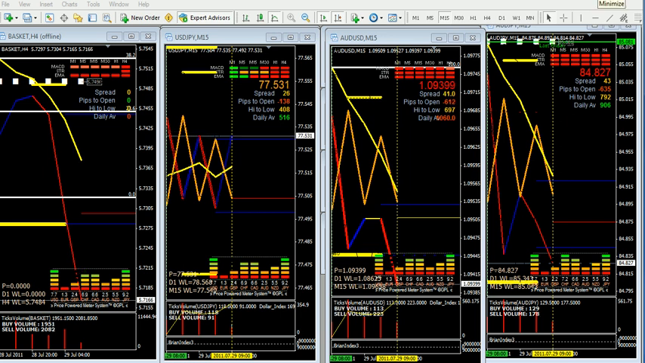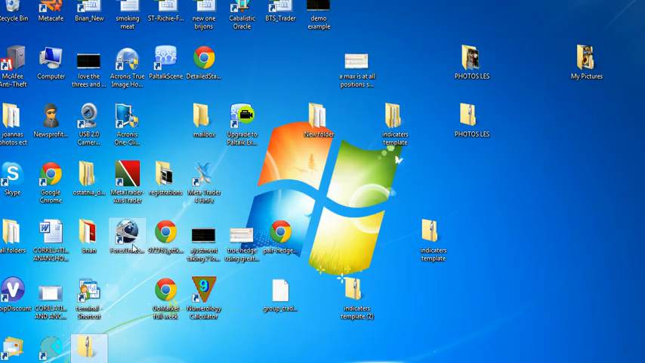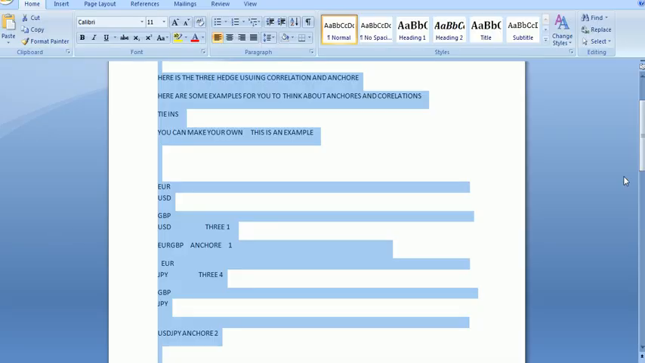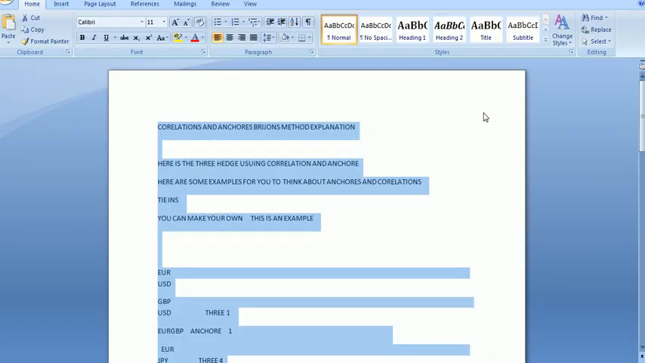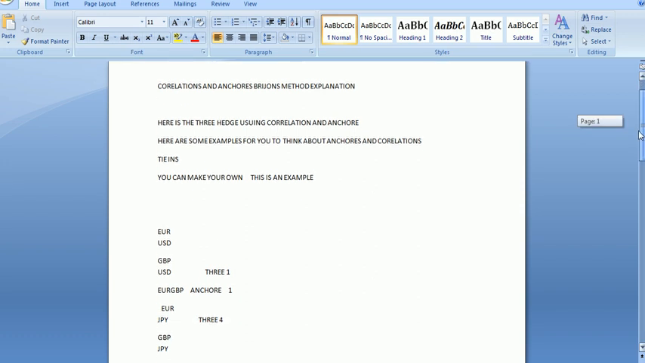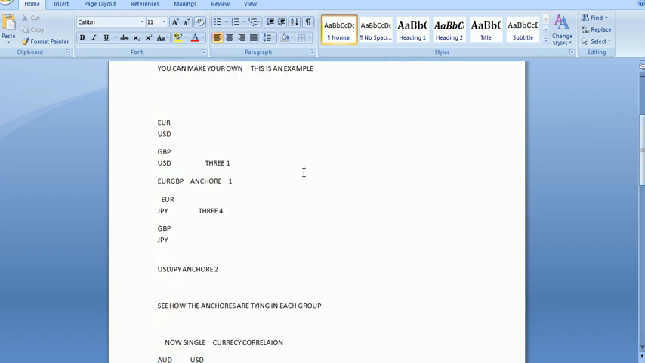Today I'd like to talk about, after the first lesson, correlation, hedging, and multi-currency trading. First of all, I would like to introduce you to my theory of hedges and natural trading. As a brief explanation, the euro US dollar and the Great British Pound US dollar are 3-1. The anchor is Euro, Great British Pound. Euro JPY, Great British Pound, anchor JPY.